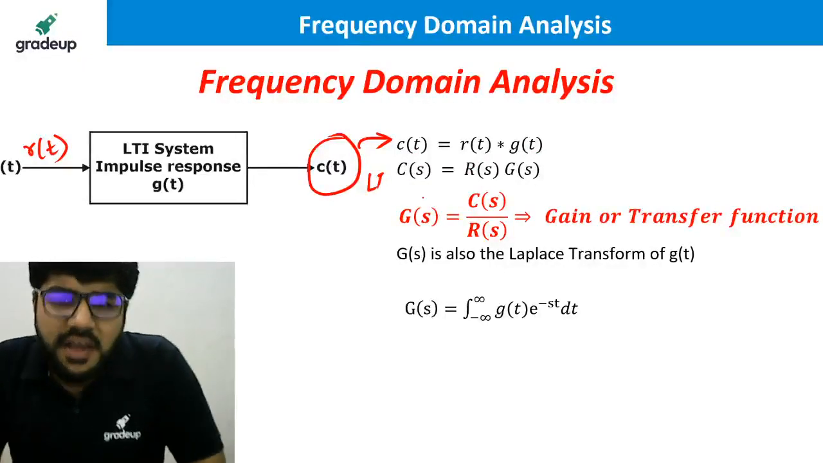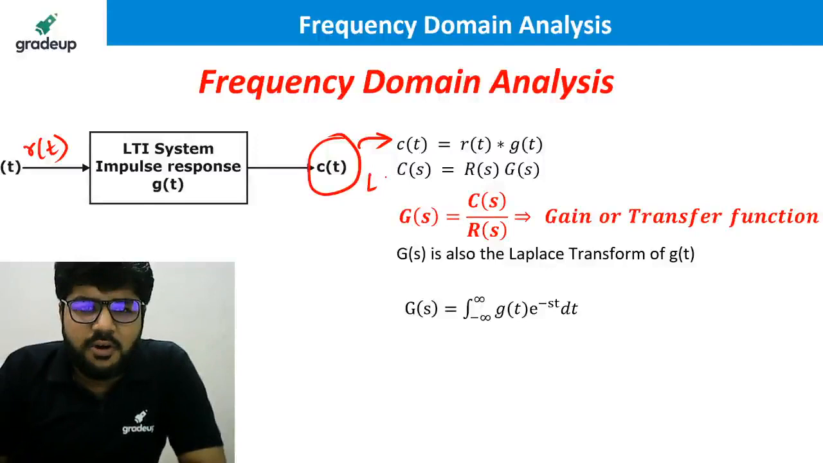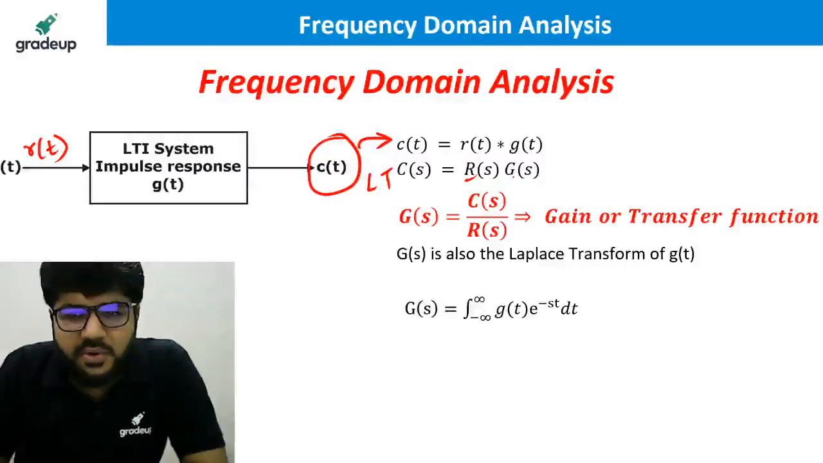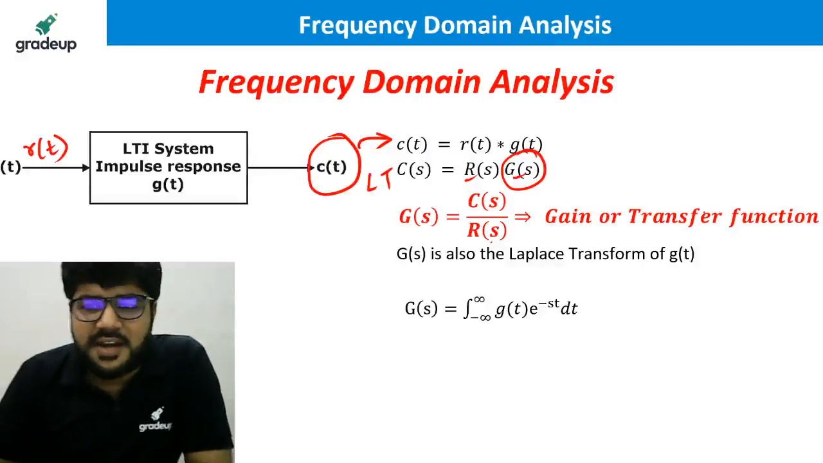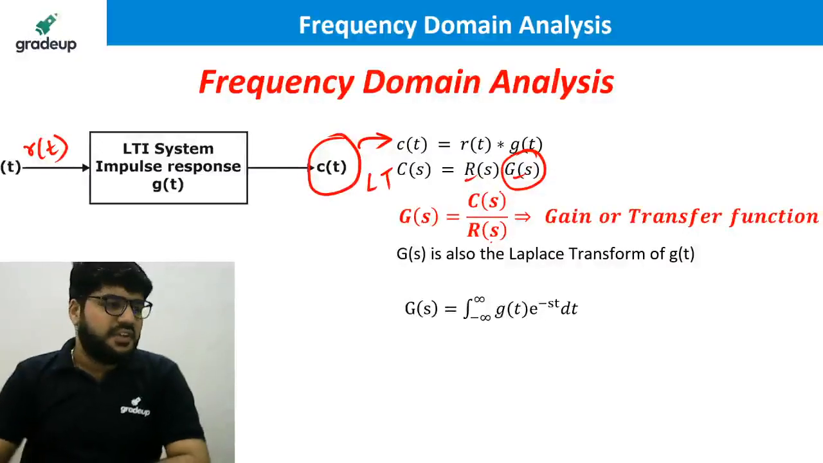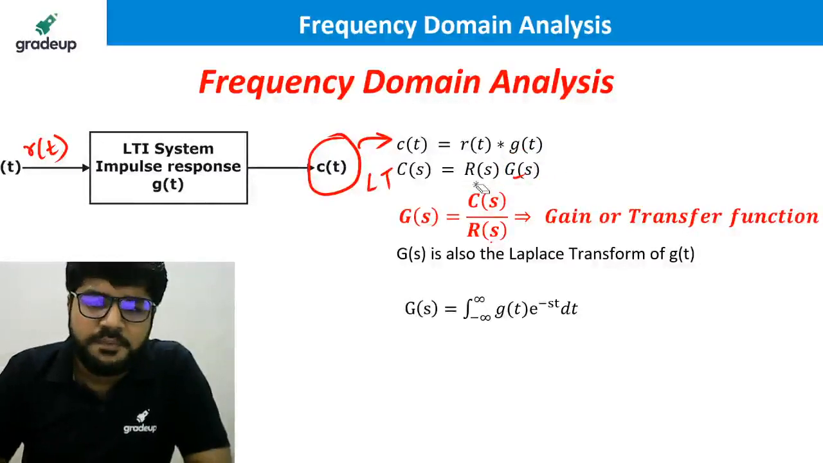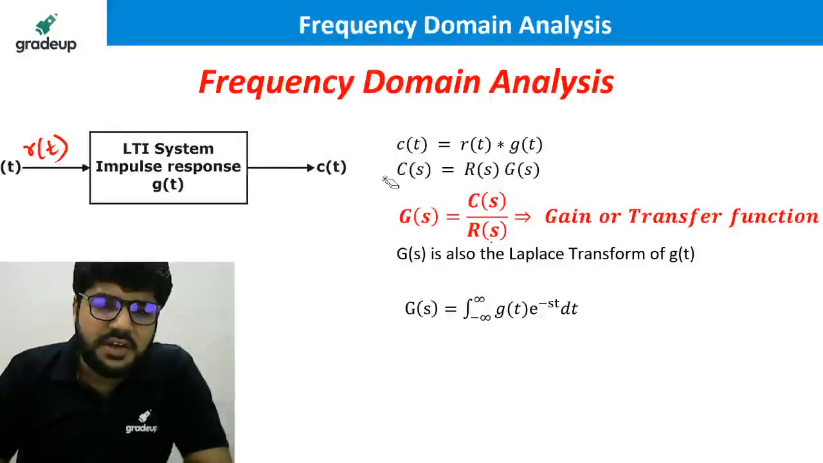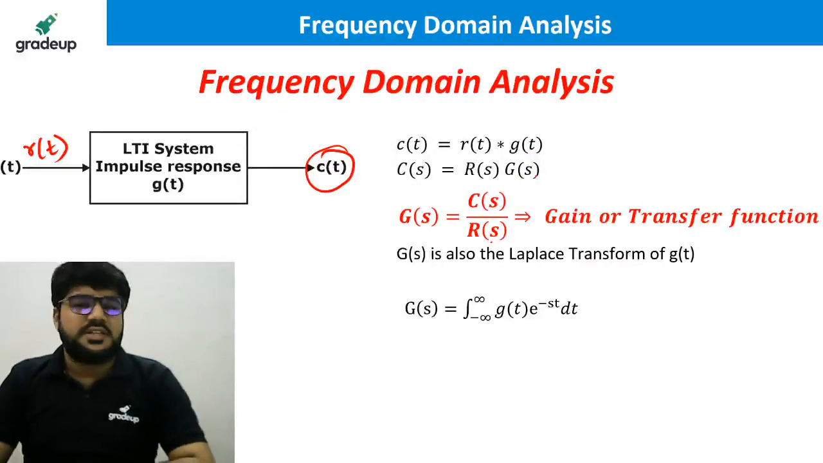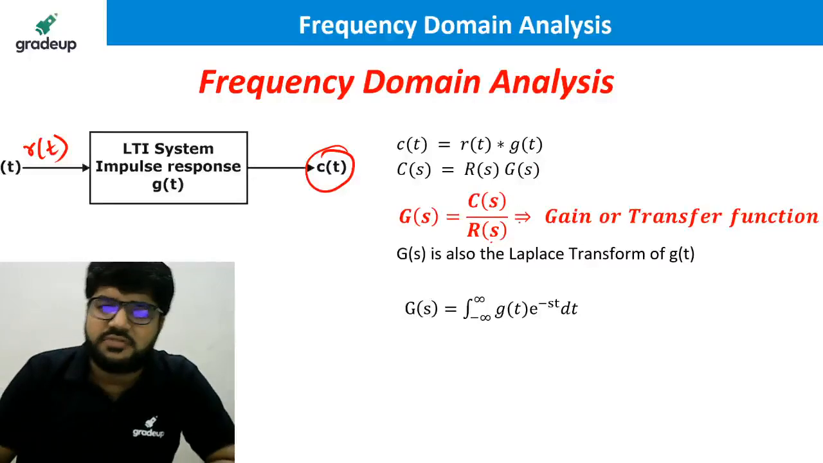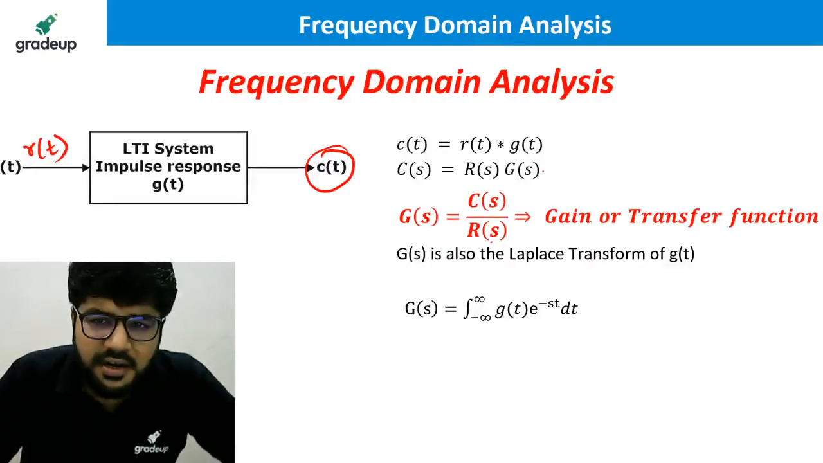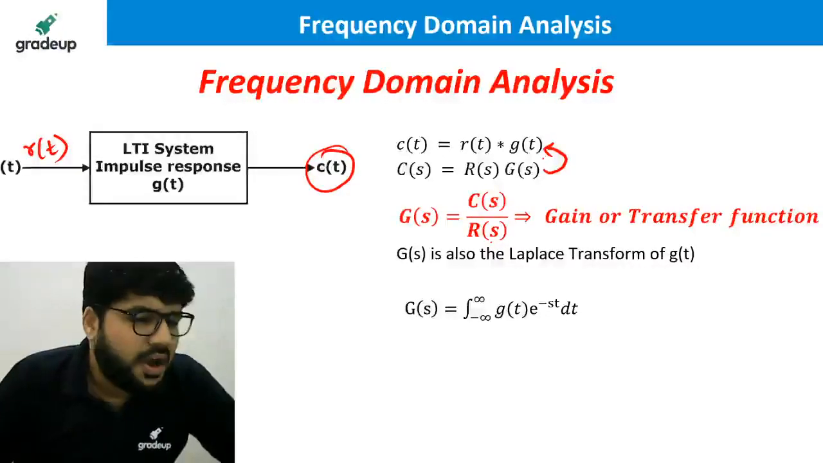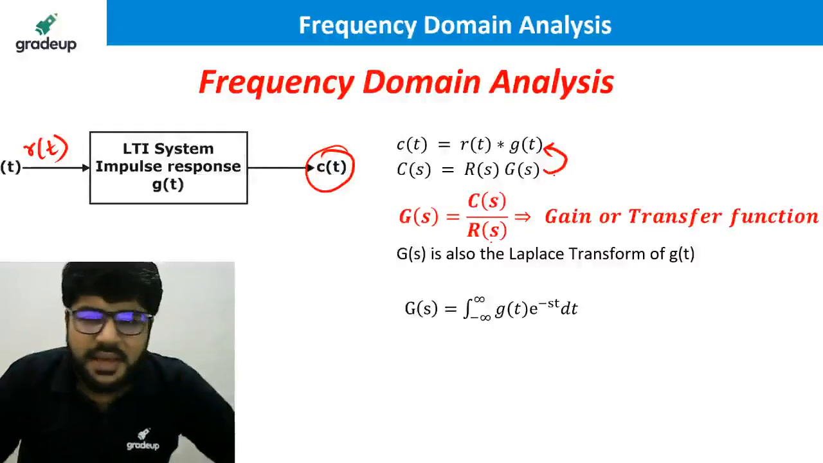That is what we have learned from the initial classes, that the output of any block is equal to input into the gain of the block, and we call this gain C(s) upon R(s). That is the transfer function or the gain. We have discussed transfer functions in the beginning classes. Transfer function is defined as the ratio of the output Laplace transform to the input Laplace transform. This is coming from the Laplace transform of g(t).